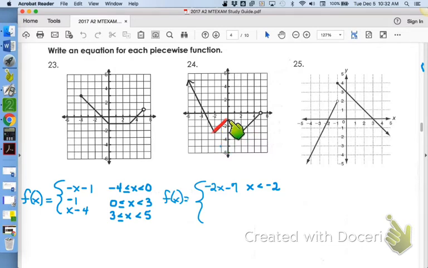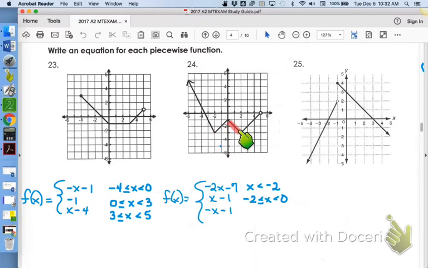Okay, and then the next one is color-coded. This one's fairly easy. It hits at -1. It has a slope of +1, so that's going to be x minus 1. And the x interval starts at -2 and ends at 0. The -2 is going to be owned by that one, but the 0 is not. The next one is this line right here.